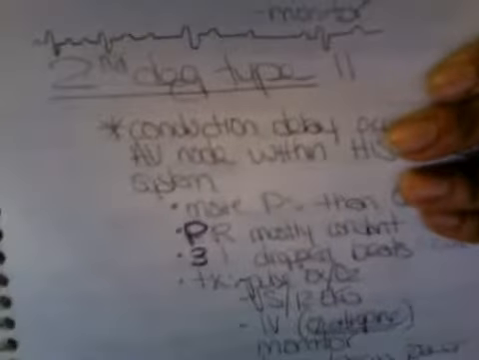But I think this is backwards for you. So the first PR interval is a little long. The second PR interval is even longer. The third PR interval is even longer. And the fourth beat is dropped. Or the fourth beat goes back to what the first one was. And it starts the cycle all over again. That's called the Wenckebach.